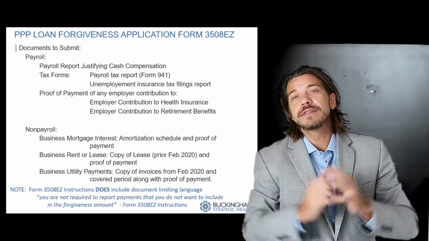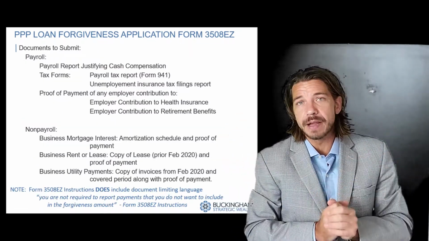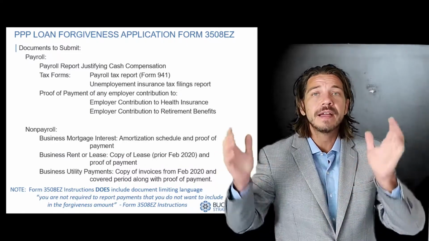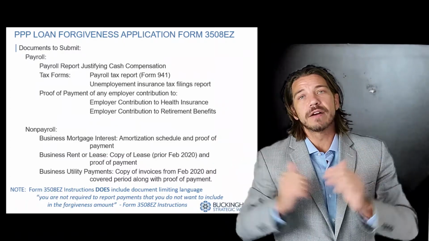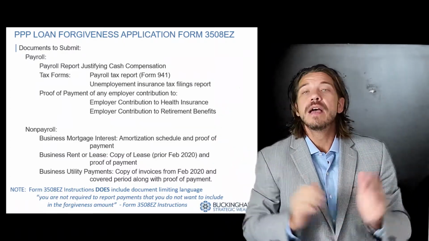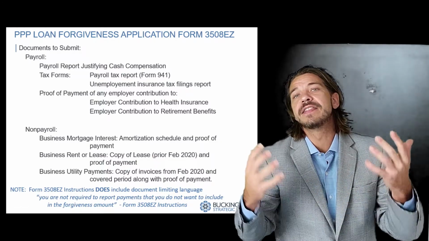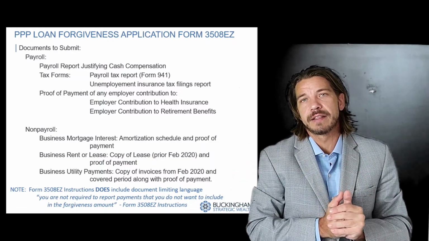Well, if we're just doing cash compensation, then let's run the payroll report. Let's make sure that we exclude the employer portion of payroll taxes. And only if we are requesting forgiveness for dollars that we put in for health insurance or dollars that we put in for retirement plans, then we've got to capture those transfers.